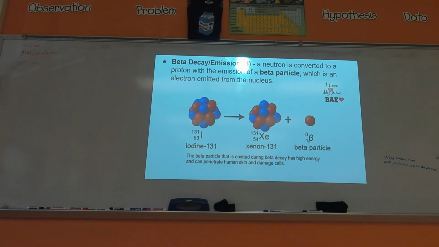So here's what I was thinking. I love my new bay. So whenever you release a beta particle, you end up creating a new element, and then this high energy electron comes out.